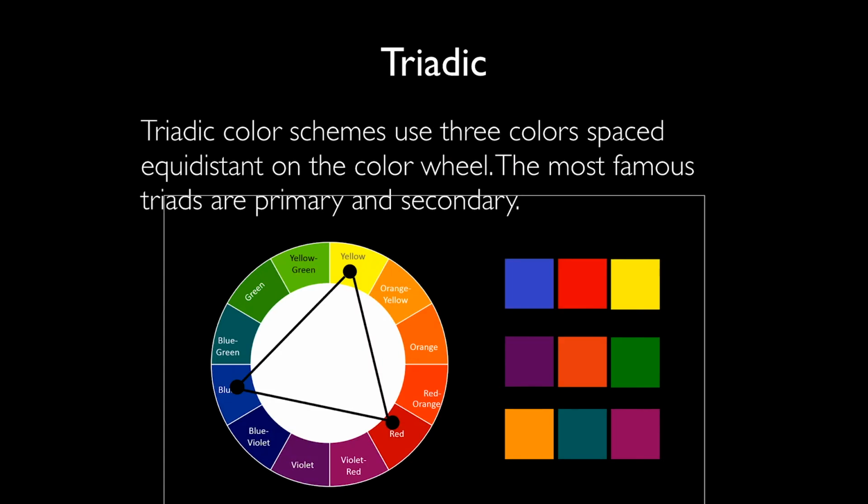Next up, we have a triadic color scheme. Triadic color schemes use three colors that are spaced equally distant on the color wheel. The most famous triads are primaries and secondaries, and you can see them laid out here on the right-hand side of the screen.